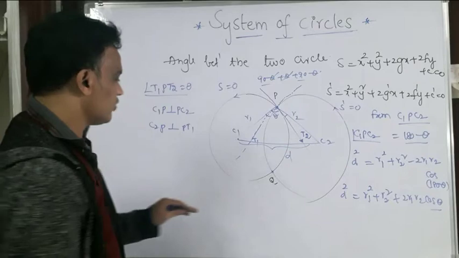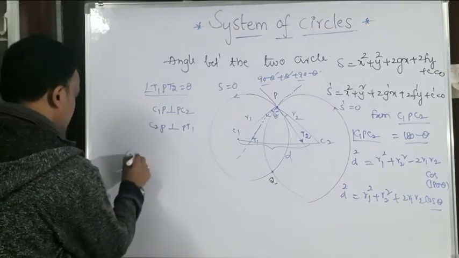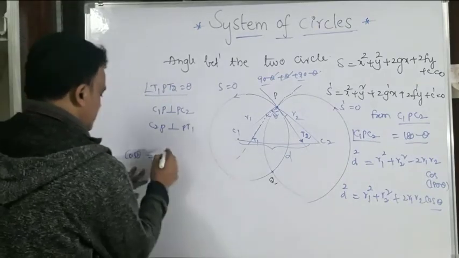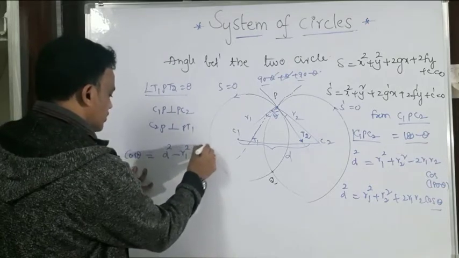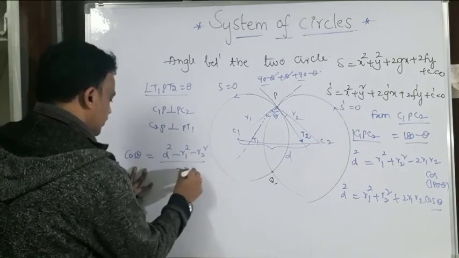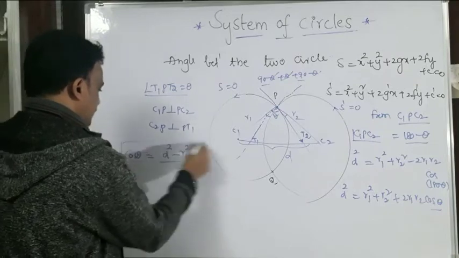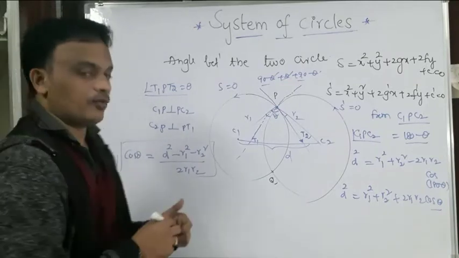Then finally I got one relation. What is the cos theta value? Cos theta equals d square minus R1 square minus R2 square, divided by 2 R1 R2. This will be the formula.